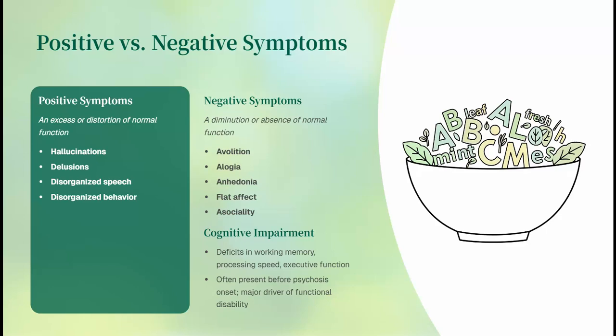And then cognitive impairment, that's that third piece that's usually forgotten. Working memory, speed of thinking, planning ability, all that suffers. There's deficits there. This often shows up before the psychotic symptoms appear. And this is actually what causes the most long-term disability, even after the psychosis improves, is that cognitive impairment.